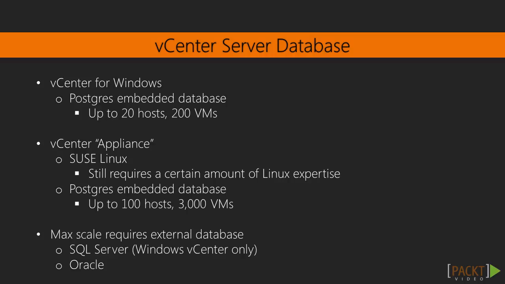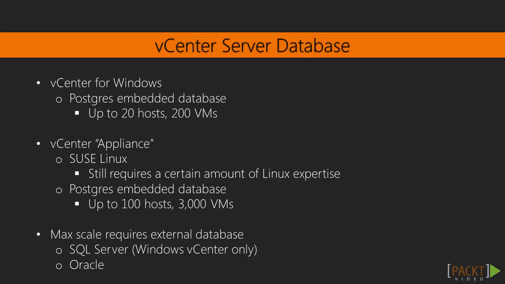So they recommend Postgres for Windows only up to about 20 hosts and 200 VMs. If you're going to run the vCenter appliance, an appliance kind of implies you could push a button and it magically works, which is not really the case with the vCenter appliance. It does require you to do a fair amount of Linux, so I wouldn't think of it as a cheap solution, and it's certainly not an easy solution, but it does definitely reduce your dependency on Microsoft, especially if you don't have an infrastructure that's designed to manage Windows systems.